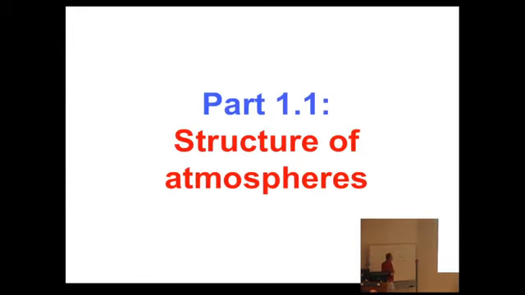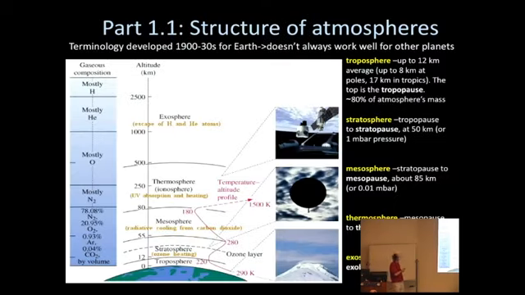Okay, structure of atmospheres. So we have to start with the Earth, because the terminology we use for the Earth's atmosphere was developed in the early 1900s. And it's what we use for other atmospheres. That may mean that sometimes it's not very good, because the planet doesn't have a stratosphere, so to speak. But usually there's a troposphere. So here's the Earth, and here's the layers of the atmosphere. And here's also the composition with altitude. And here's some various objects that you might find at these altitudes.